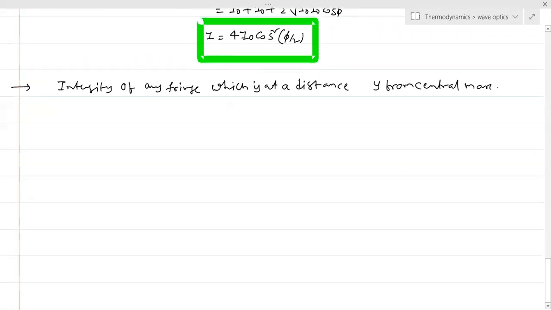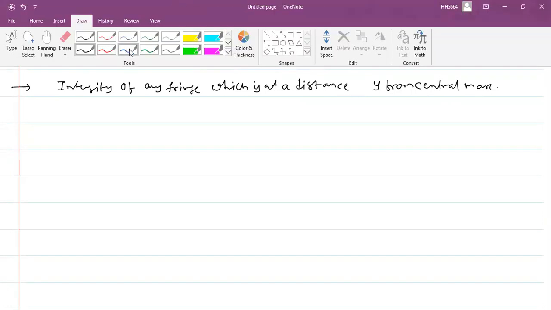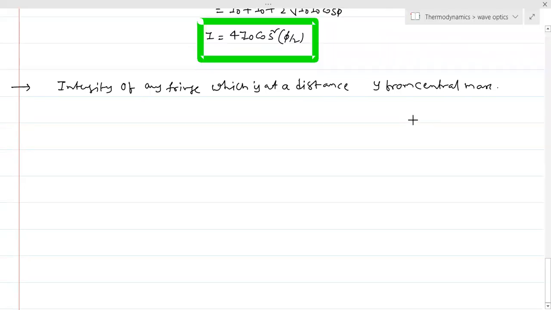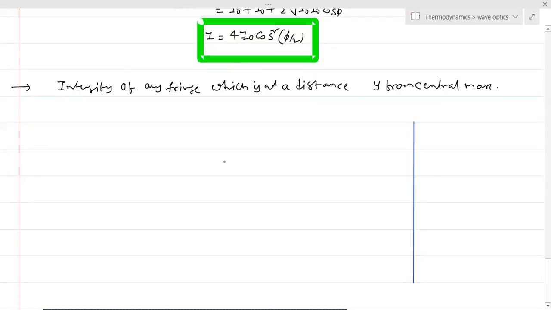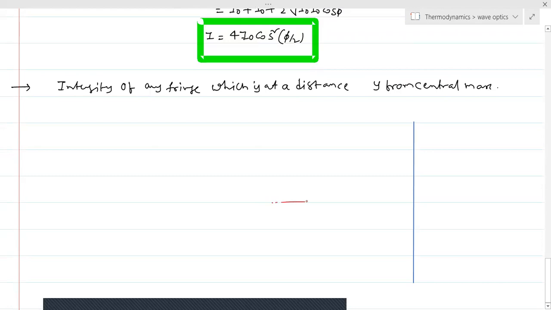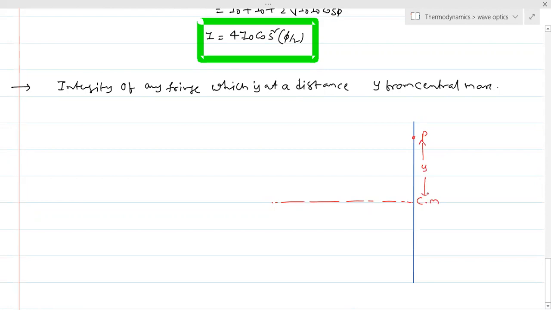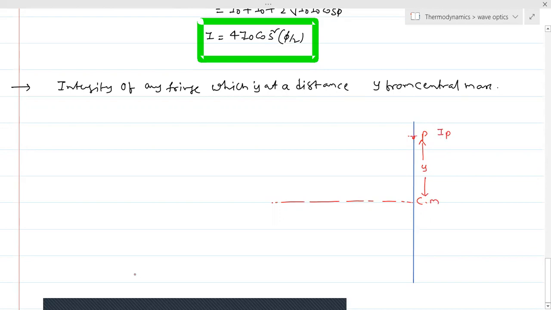So here what is my intention is, actually we know the central maximum intensity very well, but if somebody asks about the intensity of any fringe at a particular distance from the central maximum on the screen. So just now we have been thinking this is the central maximum, but my intention is we are locating a point P which is on the screen at a distance y. So I need the resultant intensity here, at this point.